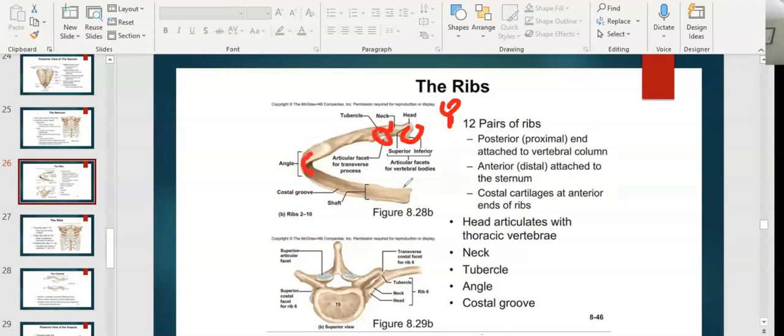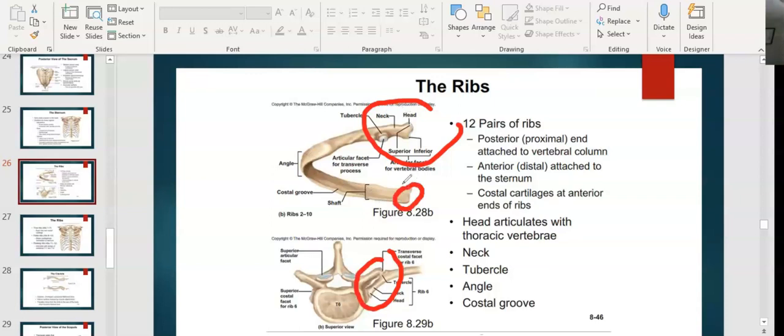This part right here is going to articulate with the vertebrae. As I mentioned before, the ribs are going to articulate with the vertebrae on one side, and on the other end, they're going to articulate with the sternum. So you can clearly see that right here, articulating with the vertebrae right there. So you have the head, neck, and tubercle. You have the angle, and then this part right here is going to be the one that is in contact with the sternum using a cartilage.